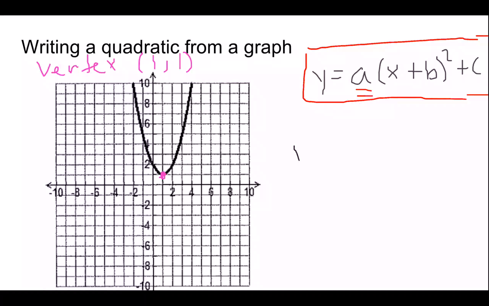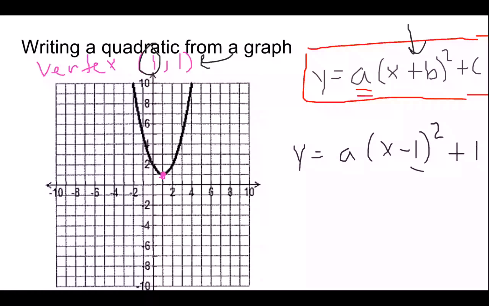So the first thing we're going to do is input the vertex into this. If you remember, we want to make this inside part 0. So the opposite of 1 is -1. And then whatever the c value was is always the other point of the vertex, the y point of the vertex. So +1. Again, we want to make the inside part 0, so if it is a positive 1, it becomes negative inside of here. And then our c value is always just 1.